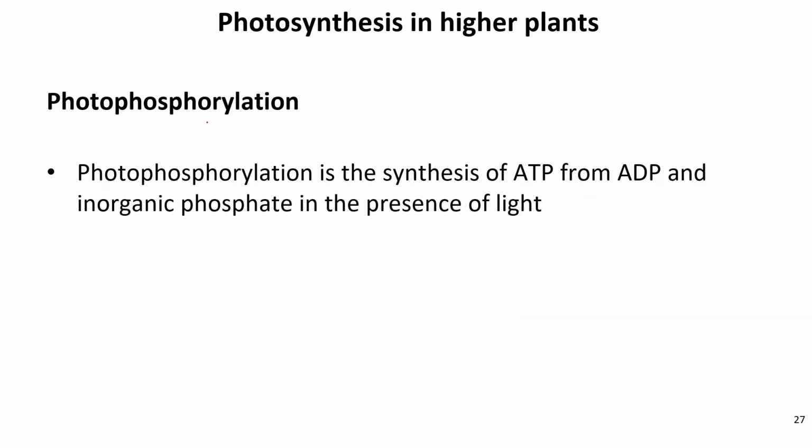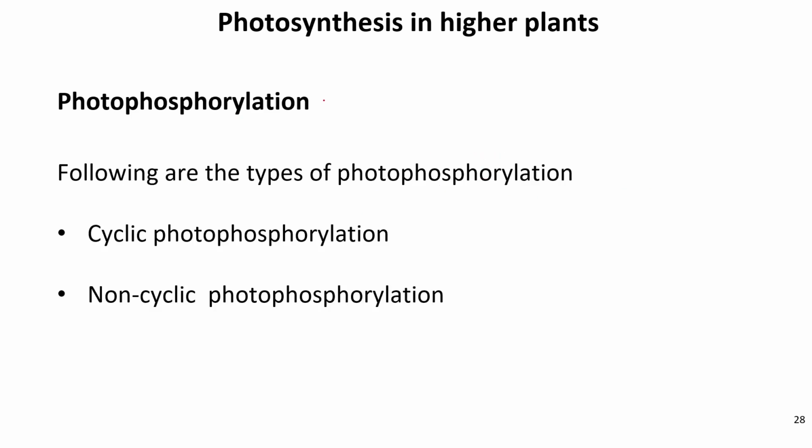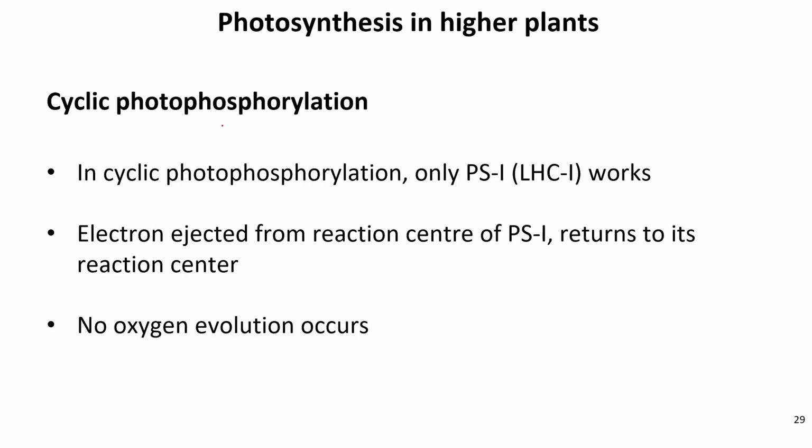Now the next topic is photophosphorylation. How can it be defined? Photophosphorylation is the synthesis of ATP from ADP and inorganic phosphate in the presence of light. This you have to remember. So the energy stored in the light is used for the synthesis of ATP. Photophosphorylation is of two types: first is cyclic photophosphorylation, second is non-cyclic photophosphorylation.